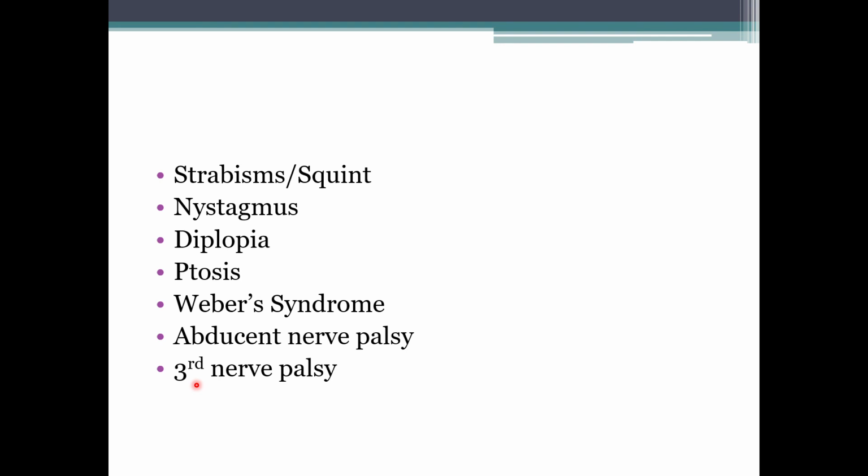Apart from that, there is one syndrome, that is Weber's syndrome. Now I told you that the third nerve is related to the pyramidal tract. So whenever there is a lesion in the midbrain, if the patient is having contralateral hemiplegia and ipsilateral paralysis of the third nerve, that syndrome is known as Weber's syndrome.